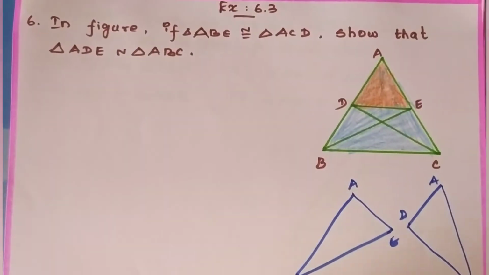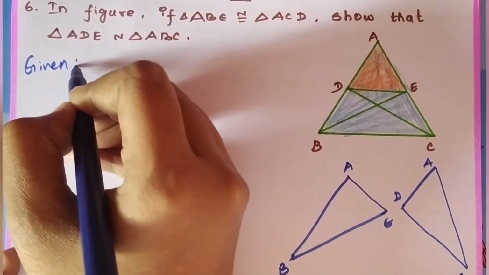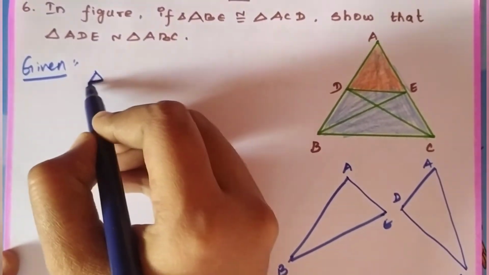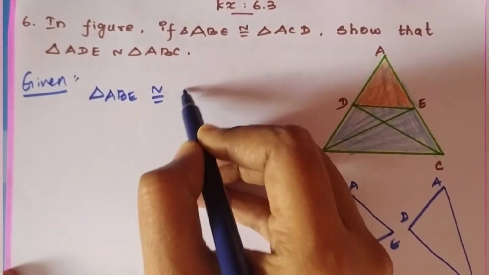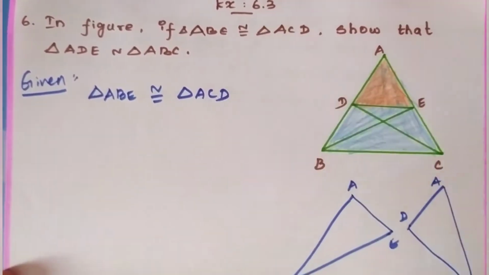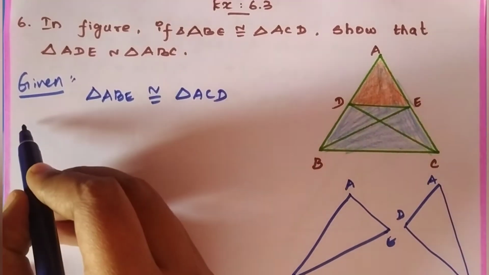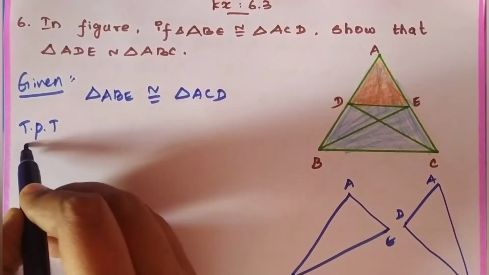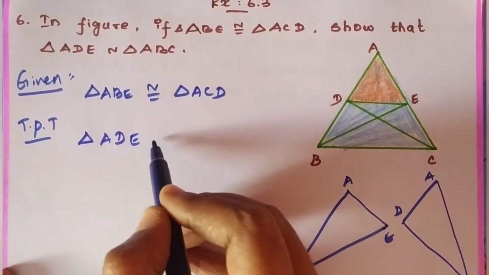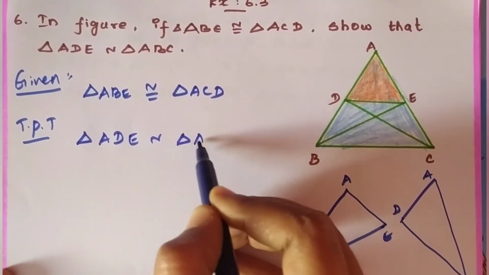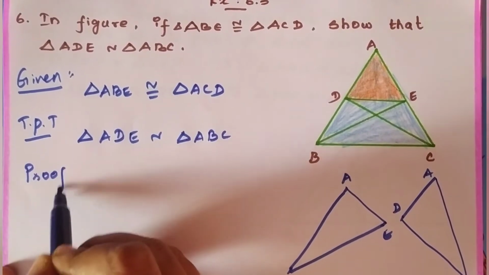From the given, first you have to write the given. Given: triangle ABE is congruent to the triangle ACD. And to prove that triangle ADE is similar to the triangle ABC. Next, proof.